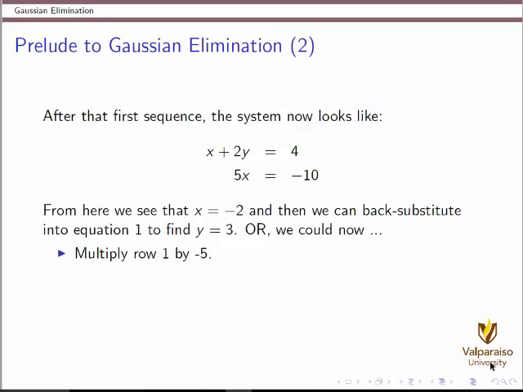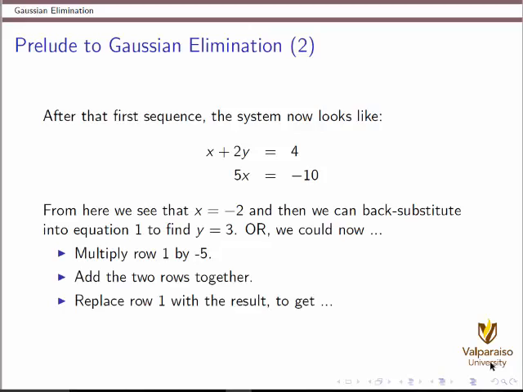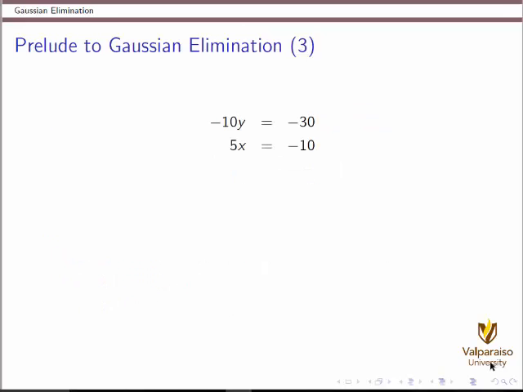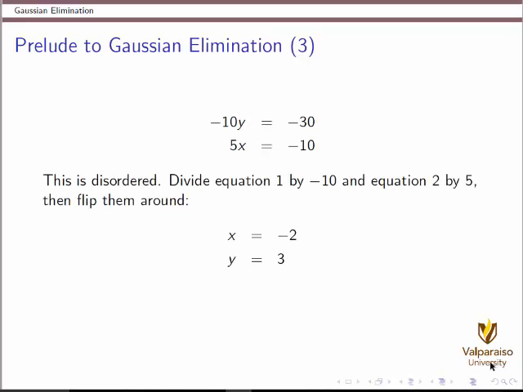For example, we could multiply the first row by negative 5. Then we have a negative 5x in the top equation, and a positive 5x in the bottom equation. Add those two new equations together and replace the first row, and we would end up with this. Now, this is a little clunky and disorganized, so let's flip the order of the equations, divide by a couple of nice constants, and end up with x equals negative 2 and y equals 3. And now the solution to our system is right there in front of our face.